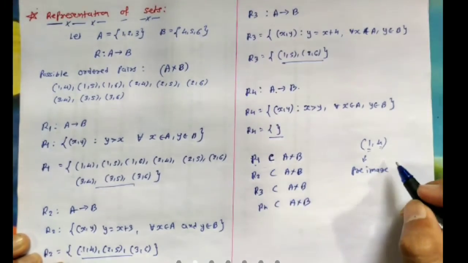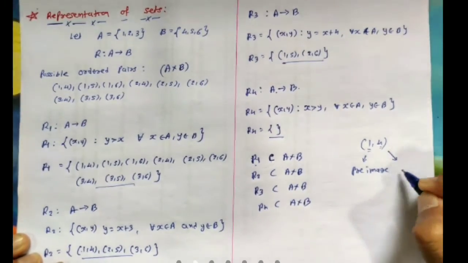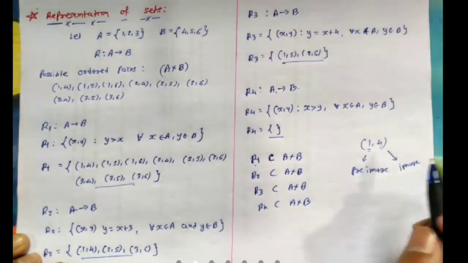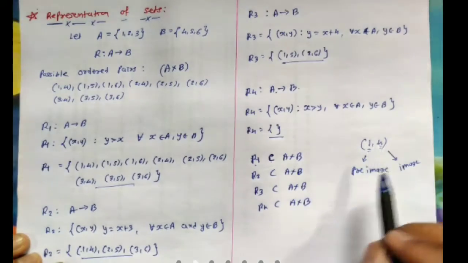Pre-image of this element 4. And this 4 is known as image. This 4 is known as image of element 1. Clear? So this is pre-image, this is image.